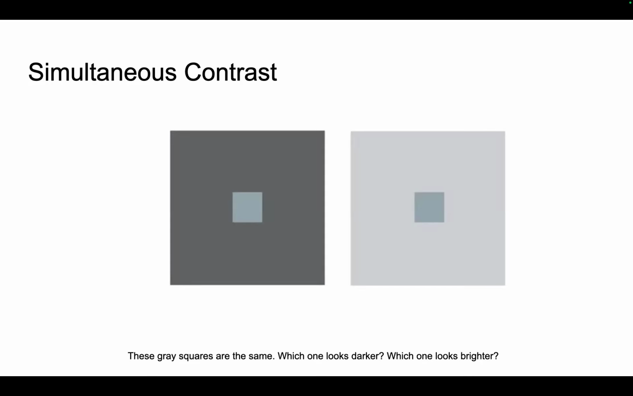Okay, so these grays are the same gray. These smaller squares are the same exact gray. But because they're being influenced by this bigger background, their qualities are changing. So which of the smaller squares looks darker, left or right? Right, the one on the right looks darker. And this looks lighter.